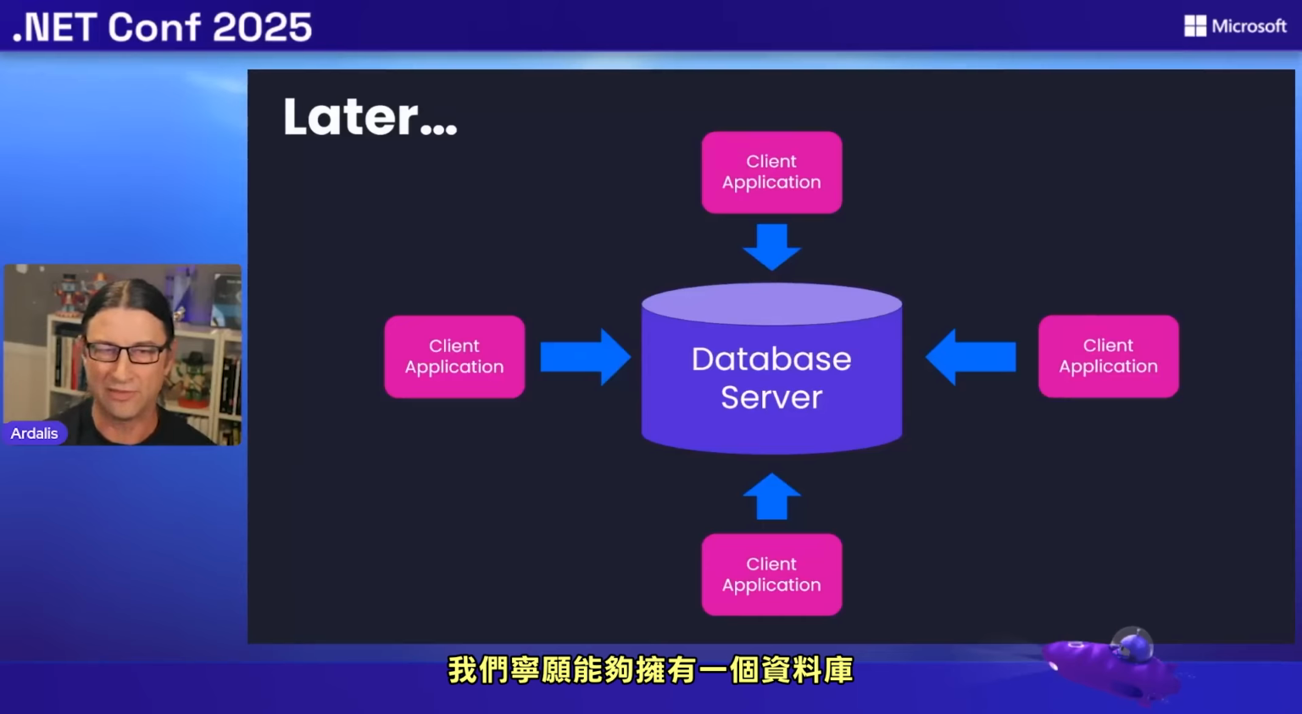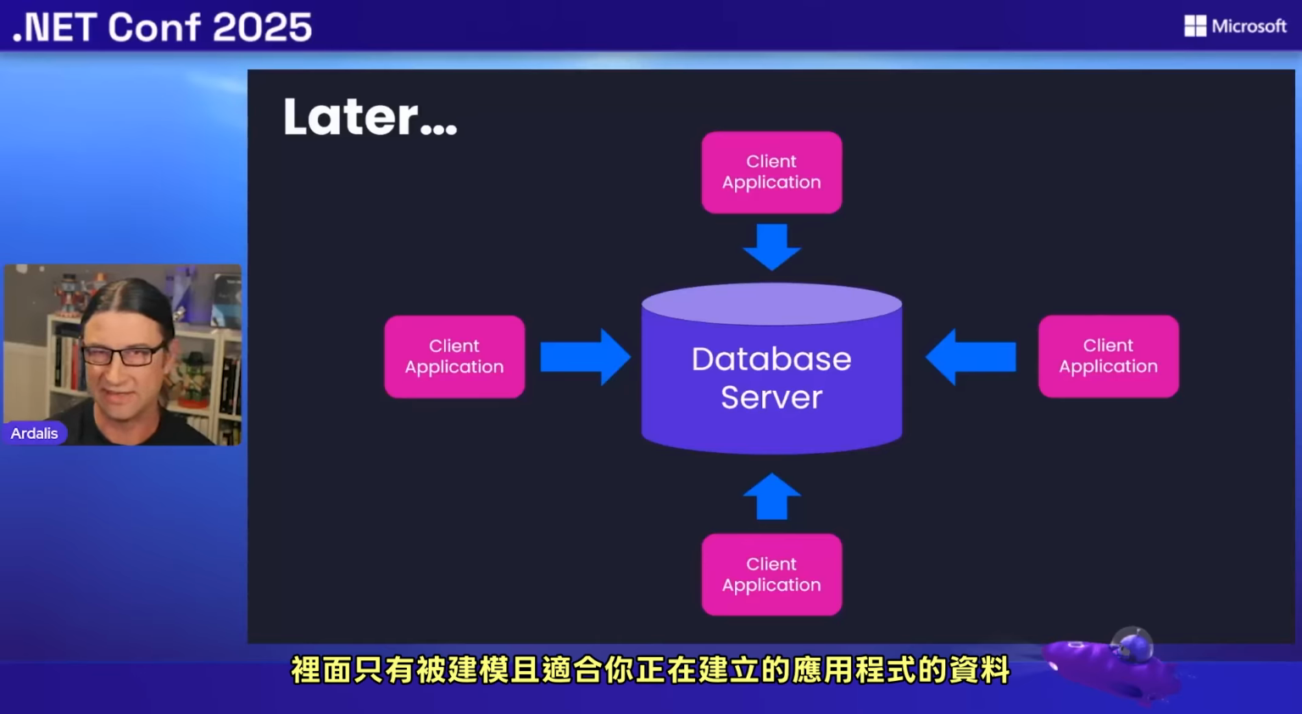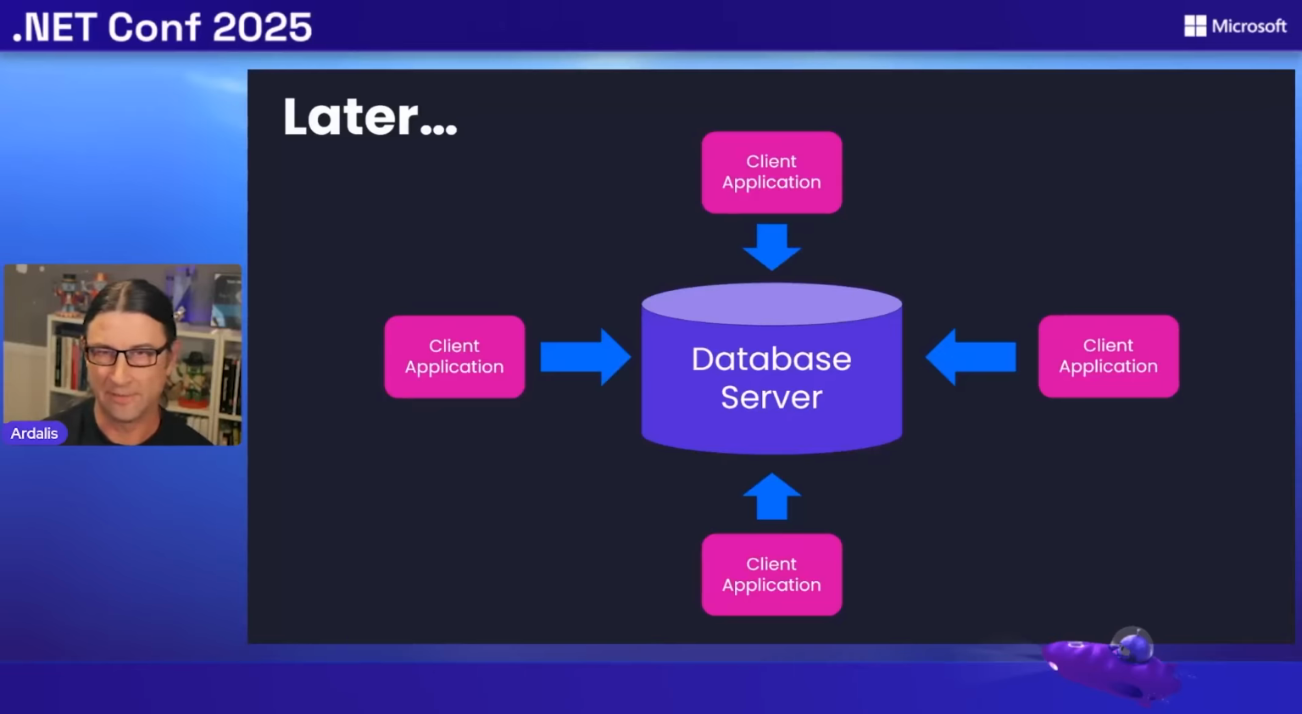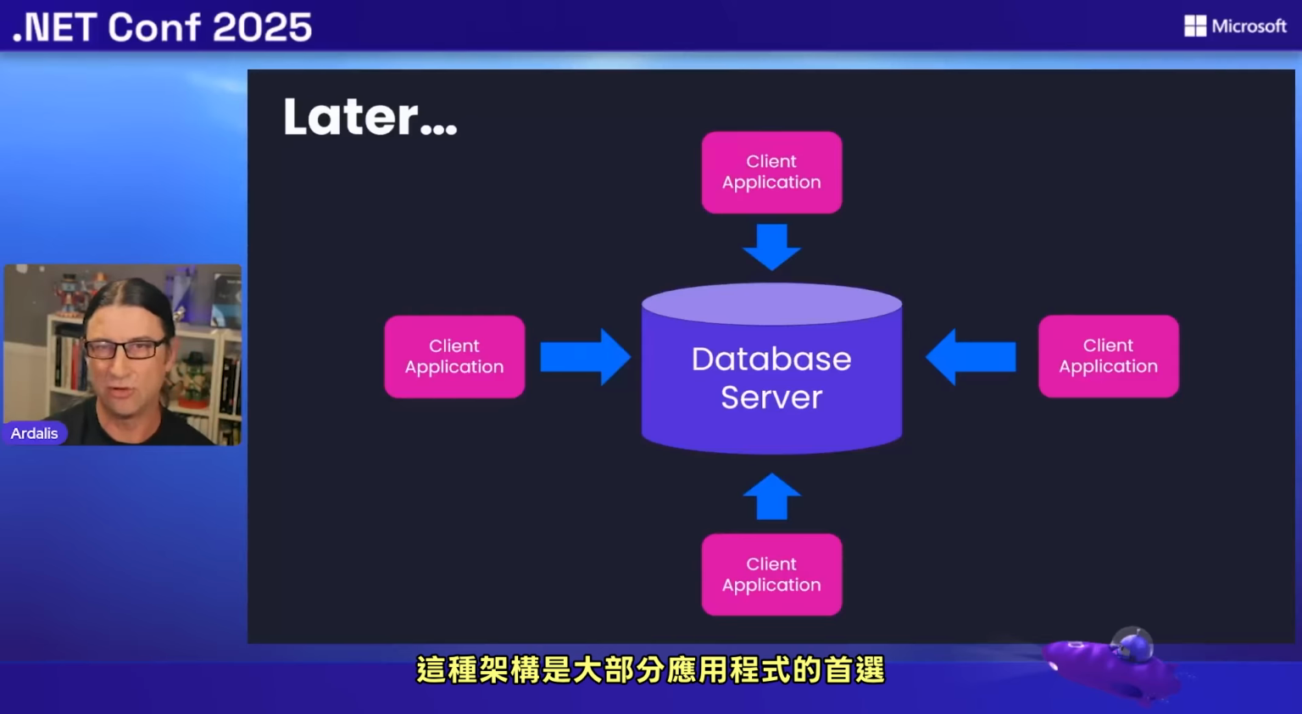And so we would rather be able to have a database that has just the data that is modeled and suited for the application that you're building. But we'll get to that more in just a minute. So in the 90s, coming into the 2000s, this is kind of the go-to architecture that most apps are using.